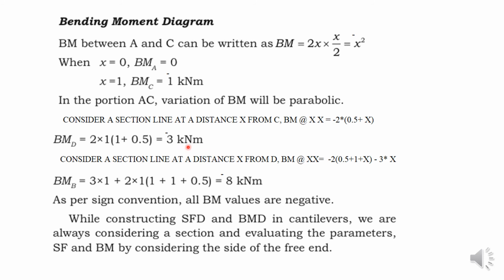Now consider a section line at a distance h from D for the next span, so that the bending moment at h is equal to minus 2 into 0.5 plus 1 plus h minus 3 into h. So the bending moment at B you will get by substituting h equal to 0.5, and you will get the value as minus 8 kilonewton meter. See, all the bending moment values are negative since it is in clockwise direction.